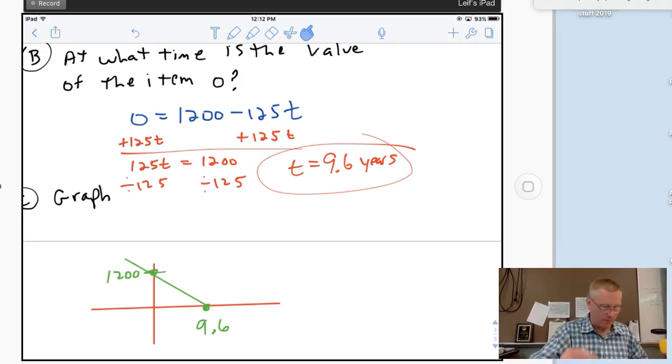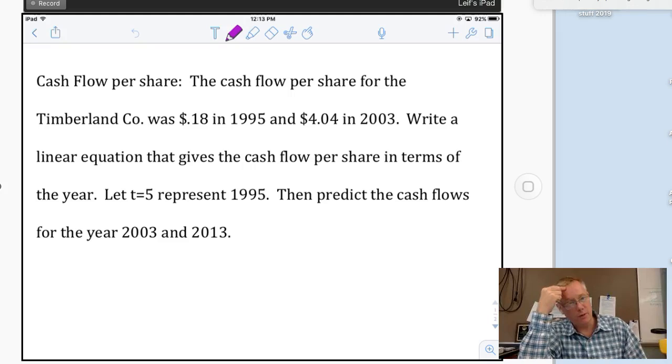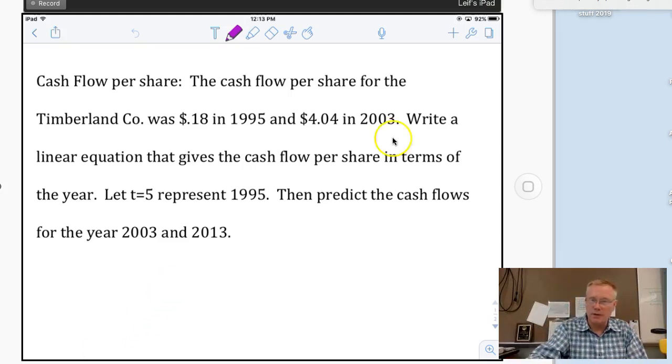So, okay, last problem. Same kind of problem. This one's the cash flow per share. It says the cash flow per share for the Timberland Company was 0.18 cents in 1995 and is $4.04 in 2003. Write a linear equation that gives the cash flow per share in terms of the year. Let T represent 1995 and then predict the cash flow for the years 2003 and 2013.